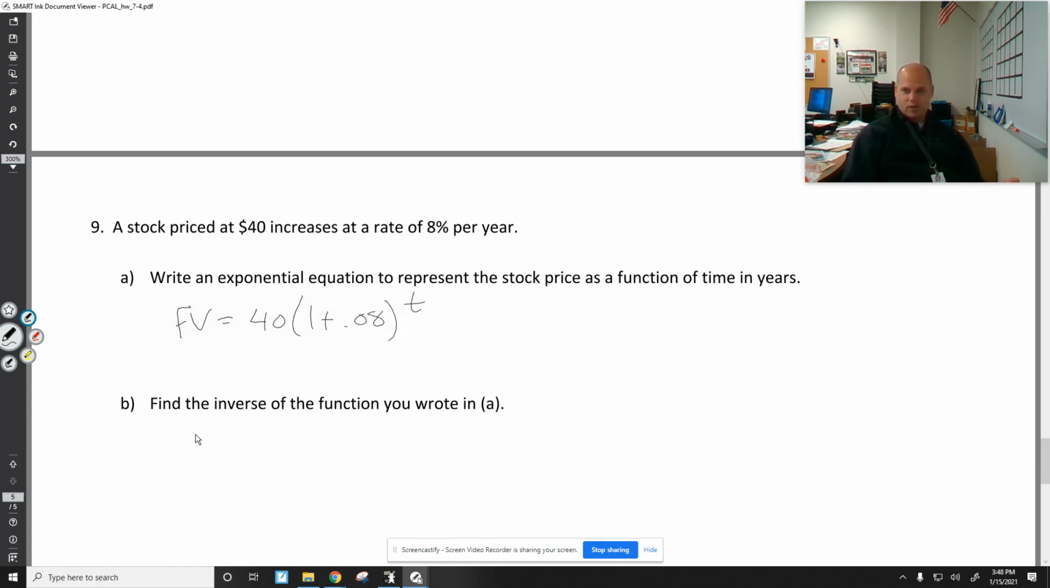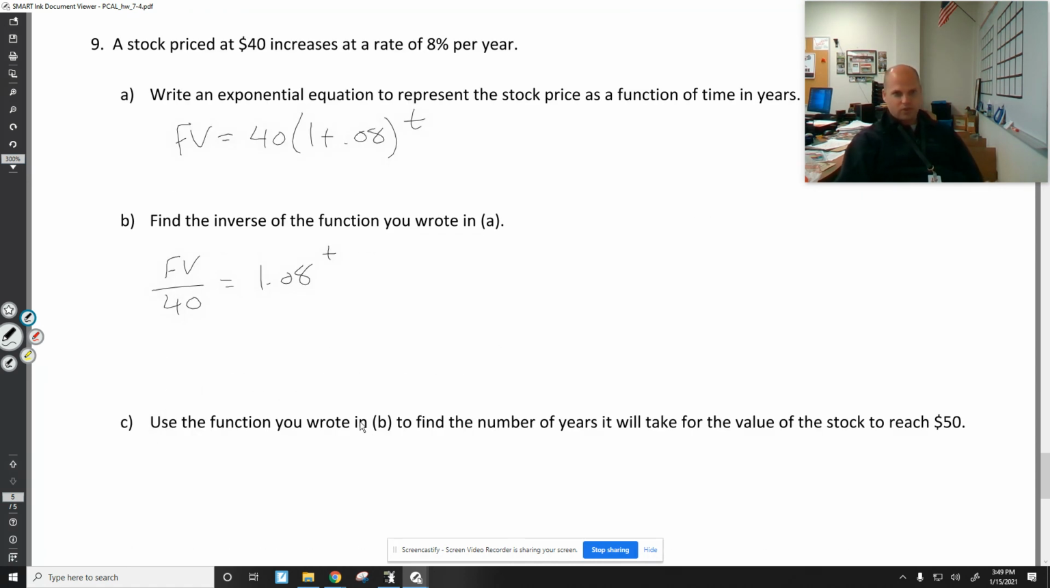Find the inverse of the function that I wrote. So the inverse is like solving for t. So I've got 1.08. I'll take my future value, my y, and divide it by 40. That's equal to 1.08 to the t. I'll take the log base 1.08 of both sides. I'll get log base 1.08 of my future value over 40 is equal to t. So this is how we'll find years.